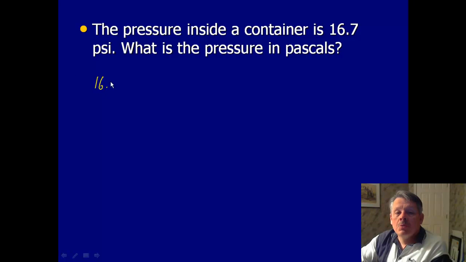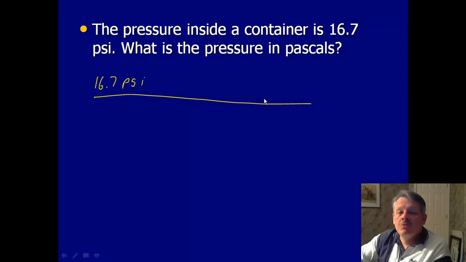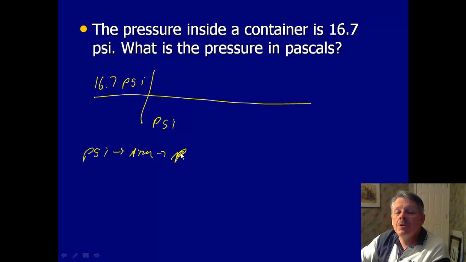We're starting with 16.7 psi, pounds per square inch. Pounds is force, square inch is area, so it's force per unit area. We are getting rid of psi, and what are we going to? Well, we can't go to pascals directly. But what we can do is go from psi to atmospheres, and from atmospheres, we can go to pascals.